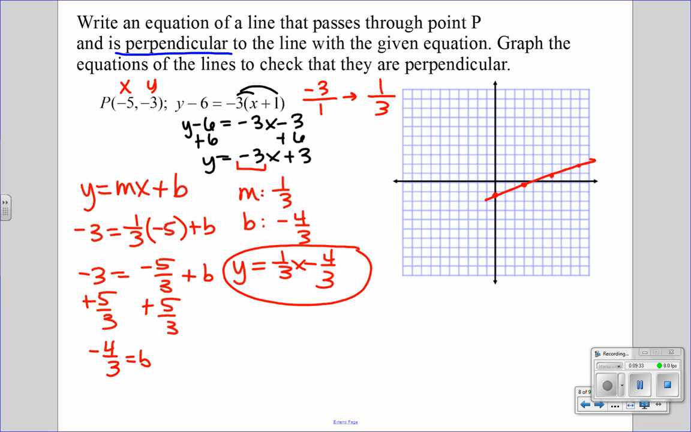We're going to graph our original equation, which is a +3 intercept, and then a -3 slope. So we go down 3/1. Those are definitely intersecting and forming a 90-degree angle, so those are perpendicular.